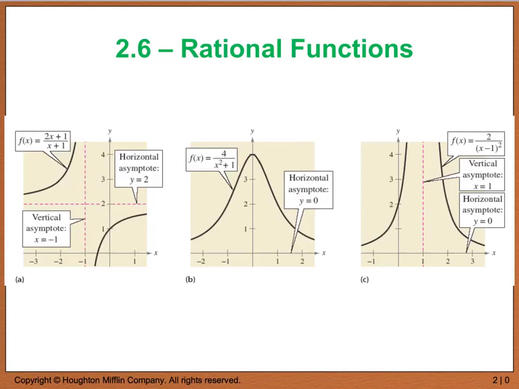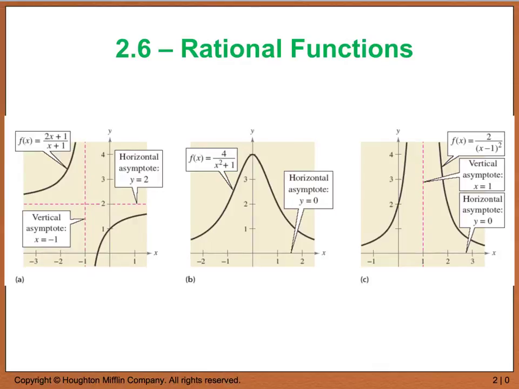So if we just look at a few quick examples, this function here is the function of 2x plus 1 divided by x plus 1. You'll see as we approach negative 1 from the left, my y values are going to increase without bound. And as we approach negative 1 from the right, our y values are going to decrease without bound, or approach negative infinity. And because our y values are approaching infinity as our x values are approaching this vertical asymptote, that tells us that we have a vertical asymptote.